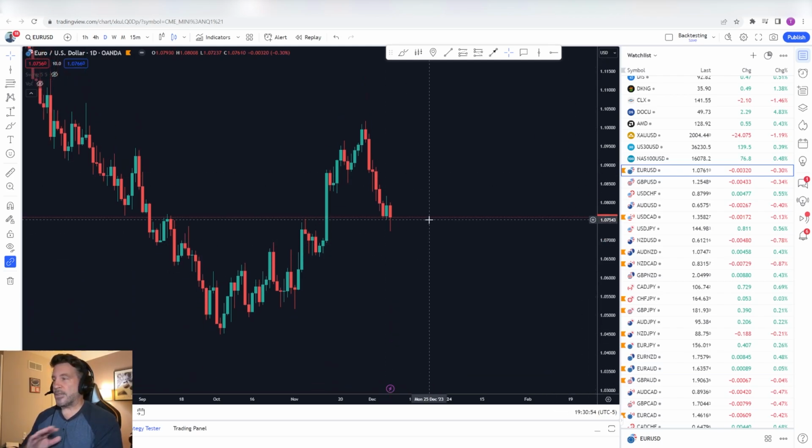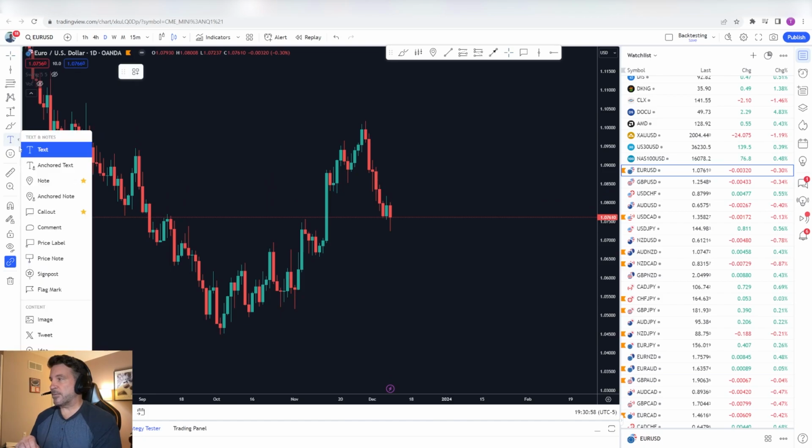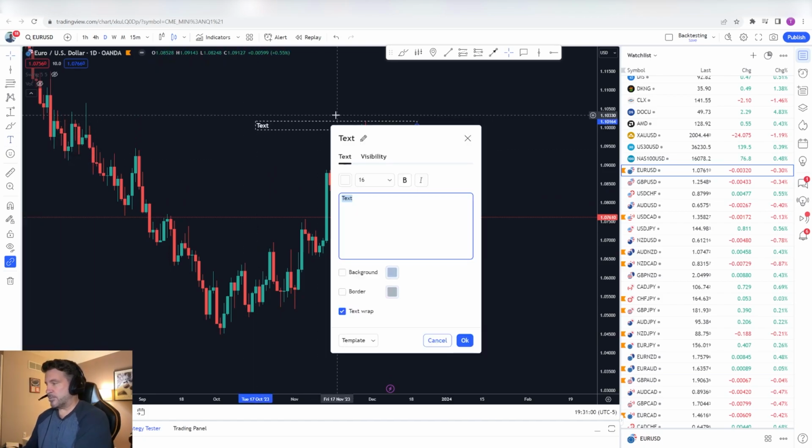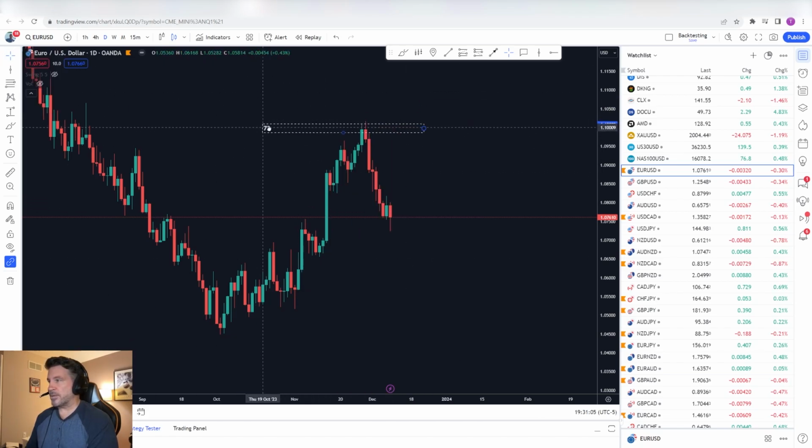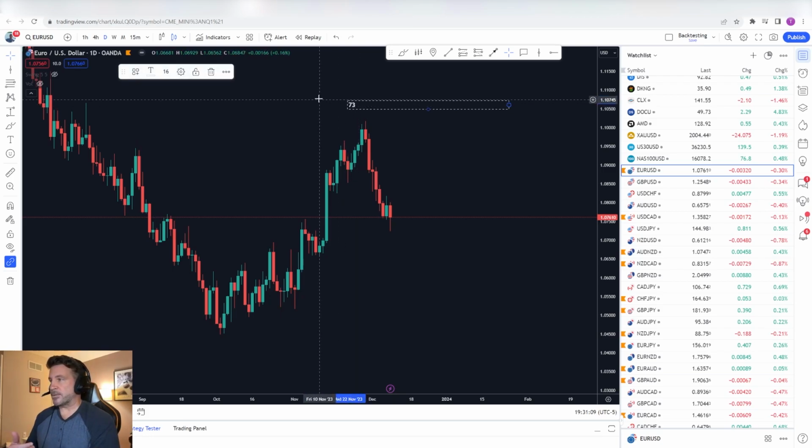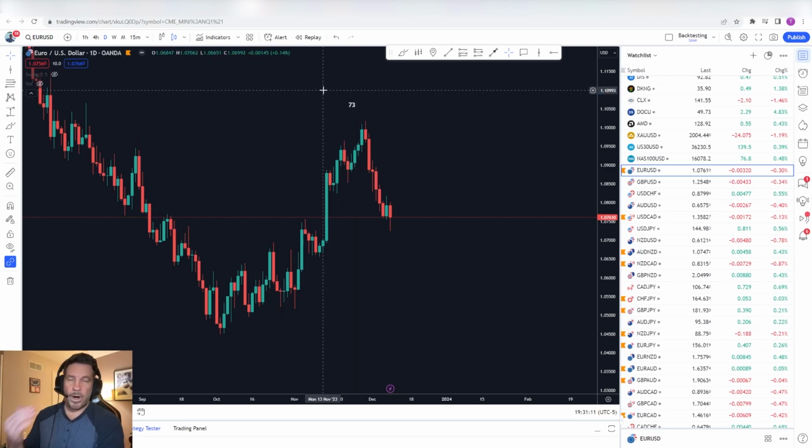All right, now that I know that my average true range is 73, I'm going to put that up here in my chart. I'm going to just put 73 is the average true range, or the number of pips price might move in a single day. Now I'm going to drop down to the 1 hour. I'm going to get into drawing my key levels.